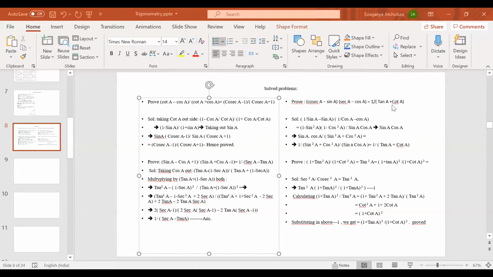But what have I been asked? I have been asked in terms of tan A and cot A. So I am dividing sin A cos A by sin square A plus cos square A. What is sin square A plus cos square A? This is 1. So I am dividing this by 1. So when I bring this to the denominator, 1 by sin square A plus cos square A by sin A cos A. So sin square A by sin A cos A, sin gets cancelled, sin A by cos A becomes tan A. Similarly, cos square A by sin A cos A gets cancelled, cos A by sin A becomes cot A. So this is 1 by tan A plus cot A.